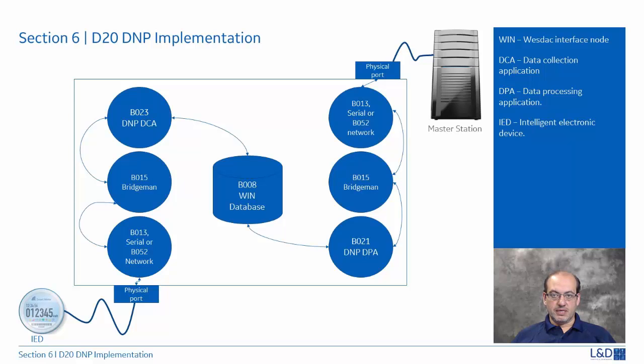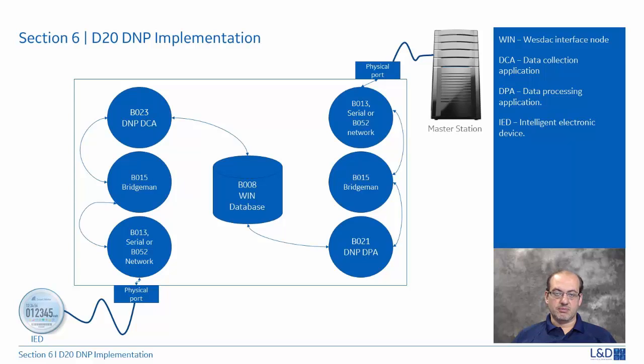If the message meets all the data link requirements, the message is then formatted and transferred to the application layer that handles field devices. In this case, it's B023, or the DNP data collection application, which is DNP DCA.